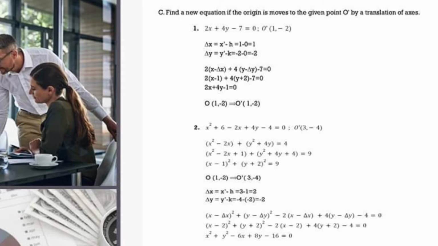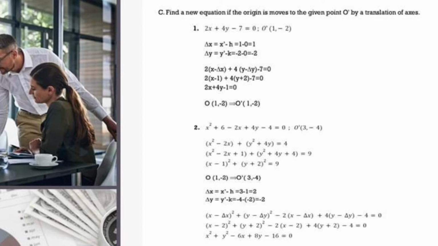So therefore, for the new equation if the origin moves to the given point by a translation of axes, we have the origin point, which is 3 and negative 4. This is the formula: delta x is equal to x prime minus h, which is 3 minus 1 is equal to 2. For delta y, which is y prime minus k, we have negative 4 minus the quantity of negative 2 is equal to negative 2.